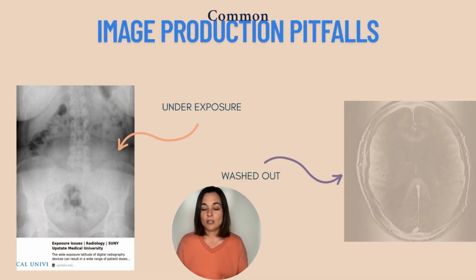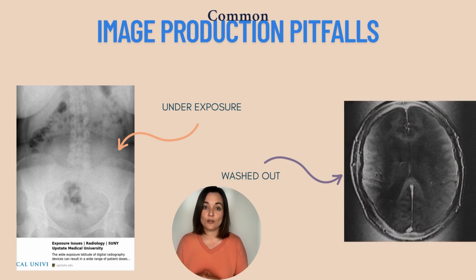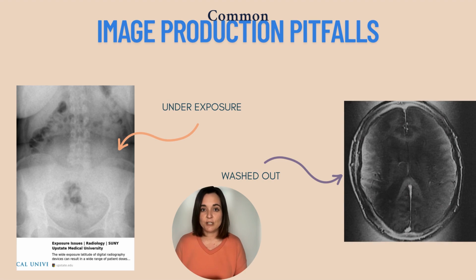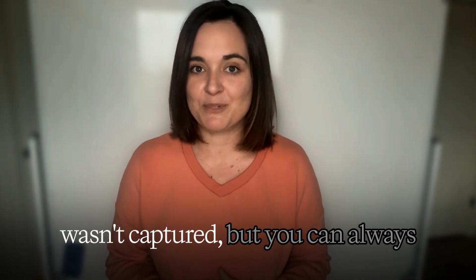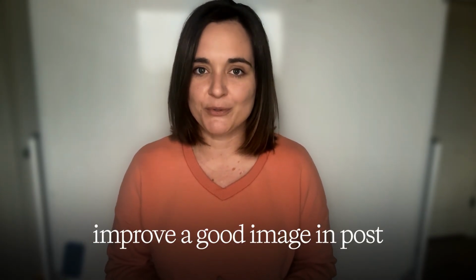Common image production pitfalls. An underexposed image could be incorrect AEC selection or poor collimation. Reposition, adjust centering, and check that the chamber is under the anatomy of interest. Washed out images on digital display: adjust your window width and level before assuming it's a technique issue. Air bubbles or contrast streaks happen with poor prep, old contrast, or inadequate mixing. Watch your prep procedures. The golden rule: you can't fix what wasn't captured, but you can always improve a good image in post.